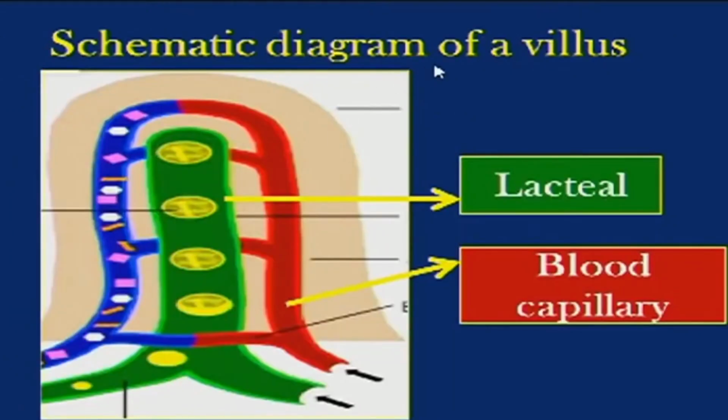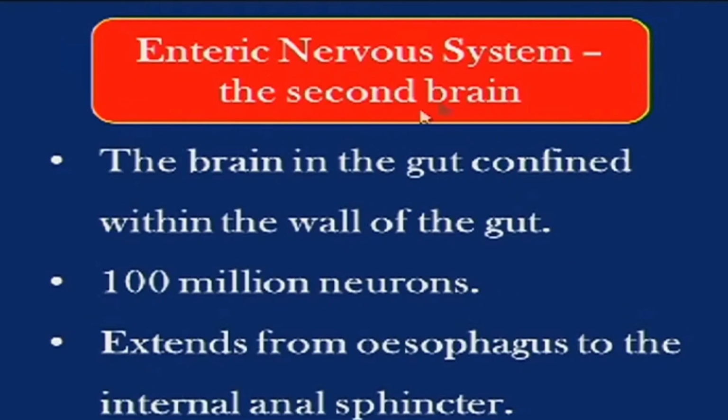Students, this is the schematic diagram of a villus. The enteric nervous system: the second brain. The brain in the gut, confined within the wall of the gut. It contains more than 100 million neurons, which is more than the number of neurons present in the spinal cord. This enteric nervous system extends from the esophagus to the internal anal sphincter.